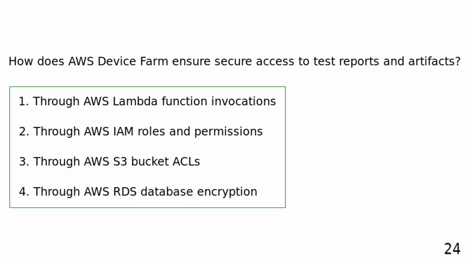How does AWS Device Farm ensure secure access to test reports and artifacts? Through AWS Lambda function invocations. Through AWS IAM roles and permissions. Through AWS S3 bucket ACLs. Through AWS RDS database encryption.